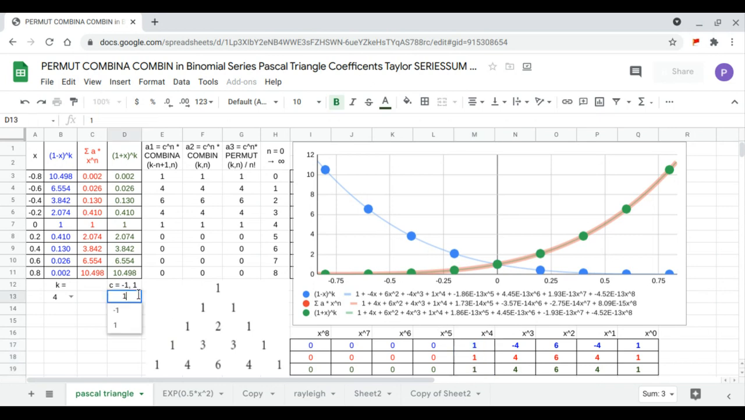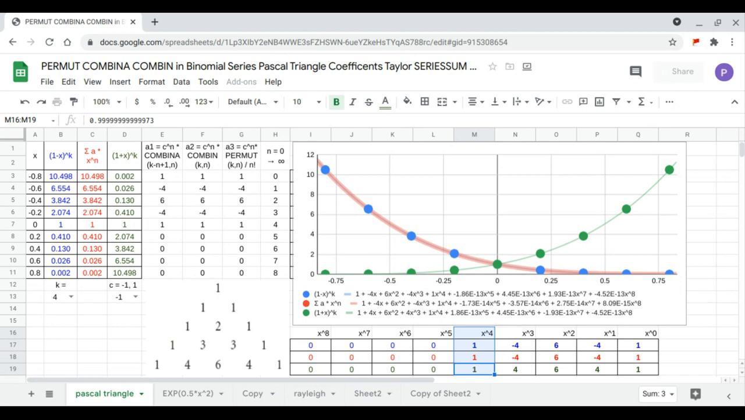If we change this to negative 1, so the coefficient will be 1 for x to the 0. For x, negative 4, negative 4, 4. X squared, 6, 6, and 6. X cubed, minus 4, minus 4, 4. X to the fourth, 1, 1, 1.